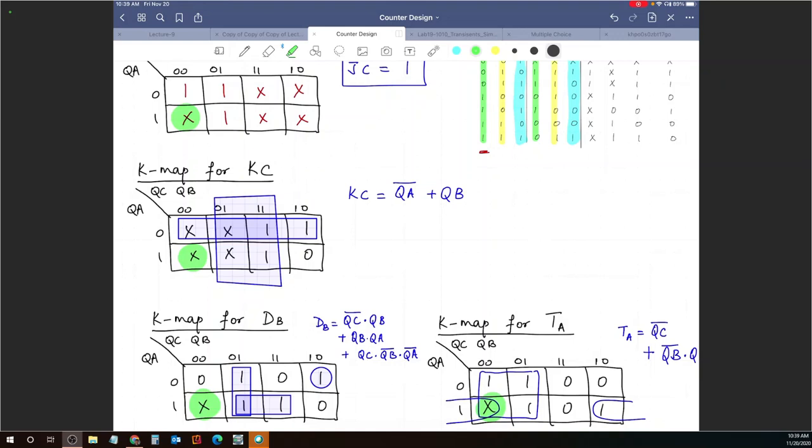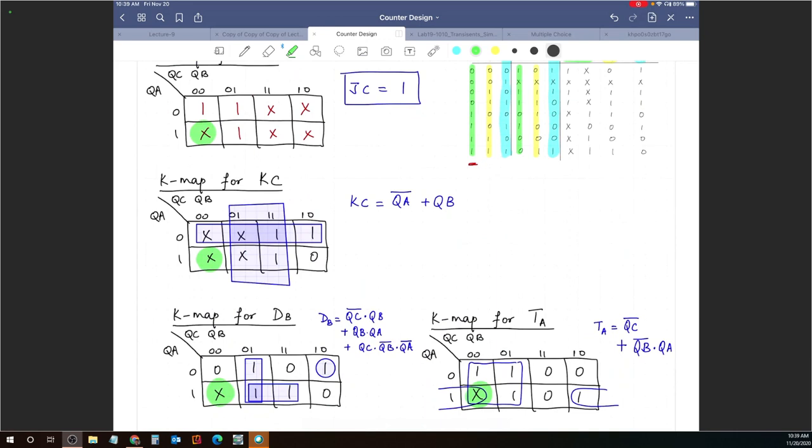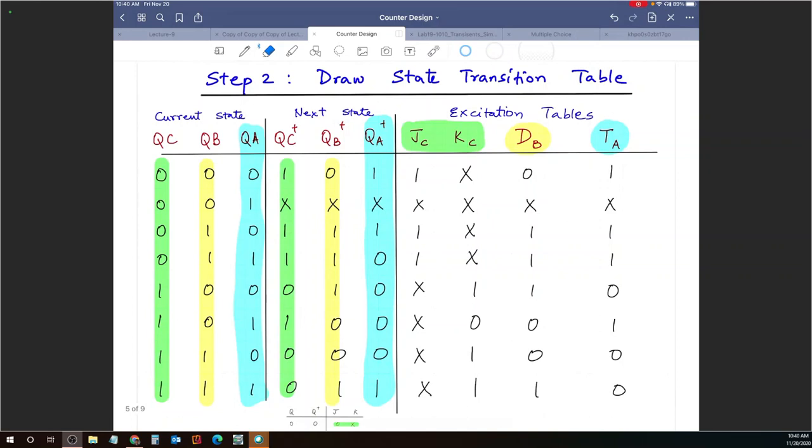Now, if you see, in the first three cases for J, K, and D, right? This, this, and this, we did not include that X in the group, which means we treated that as a 0. 0 here, 0 here, 0 here. However, in the last case, we treated that as a 1 because it was part of the group. Only for t, we included that in the group. So what I'm going to do is go back here and say, this actually is not x. We actually treated that as 0, 0, 0, 1, right?